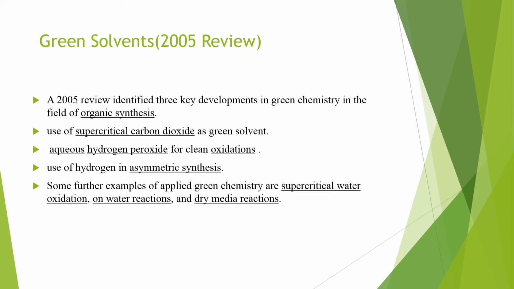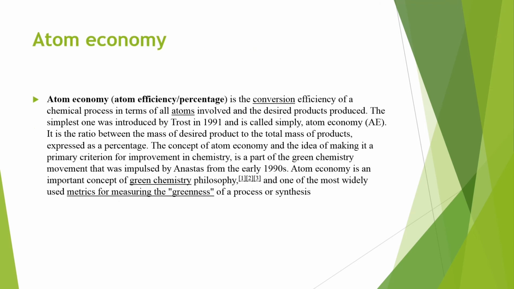In 2005, a review identified three key developments in green chemistry in the field of organic synthesis: use of supercritical carbon dioxide as a green solvent, hydrogen peroxide for clean oxidation, and use of hydrogen in asymmetric synthesis. Some further examples of applied green chemistry are supercritical water oxidation, on-water reactions and dry media reactions. Okay, so these are the solvents which we can use in green chemistry.